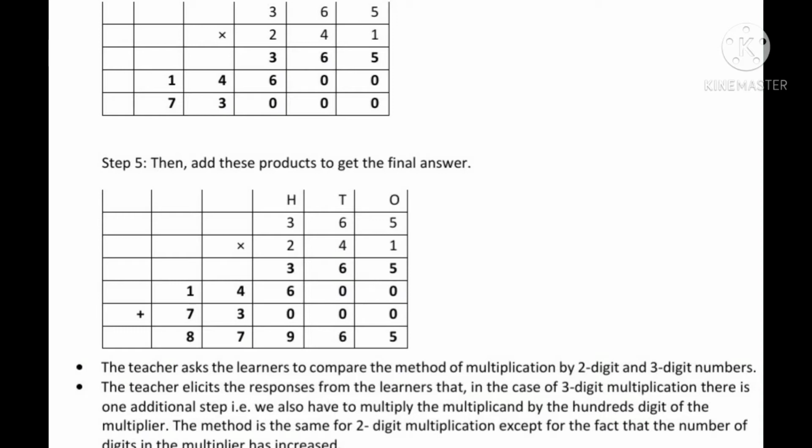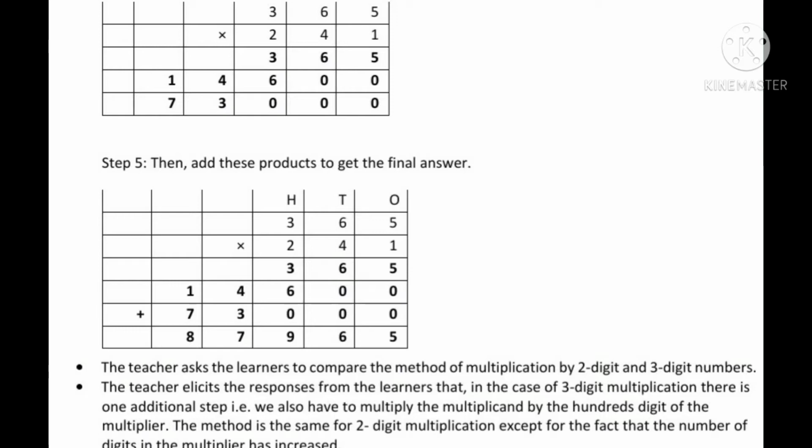Okay, she asked them to compare the method of multiplication by 2-digit and 3-digit numbers. The teacher elicits the responses from the learners that in case of 3-digit multiplication, there is one additional step. That is, we also have to multiply the multiplicand by the hundredths digit of the multiplier.